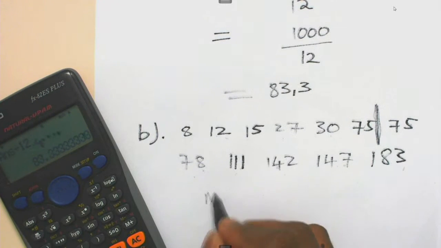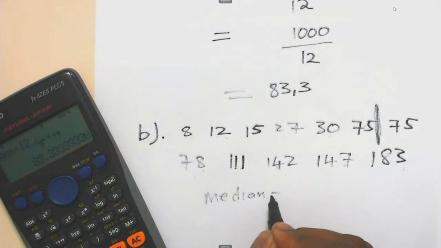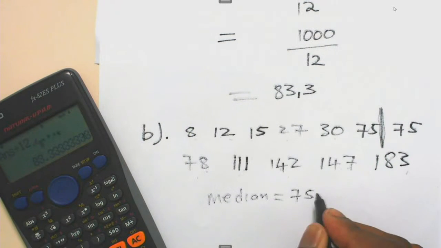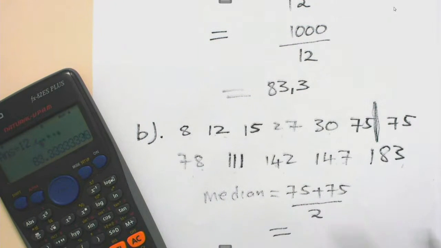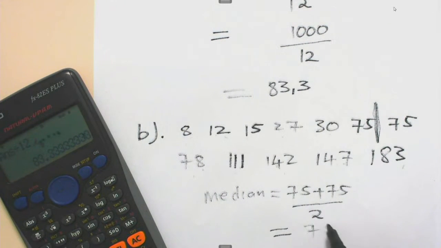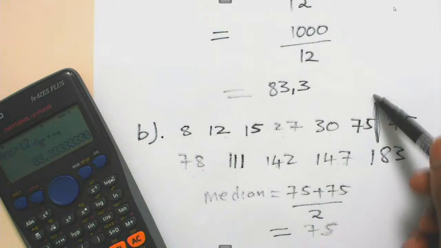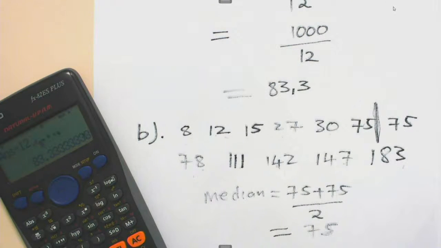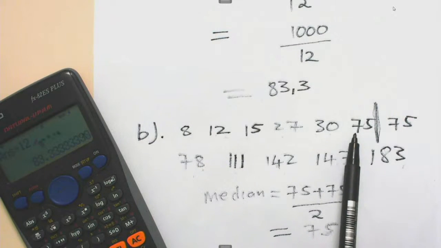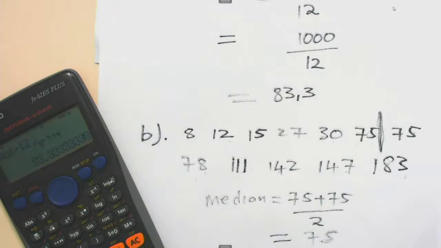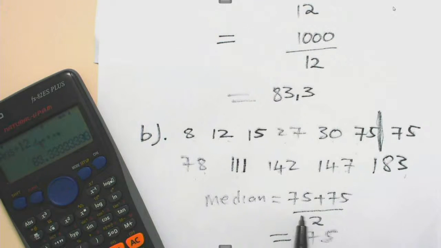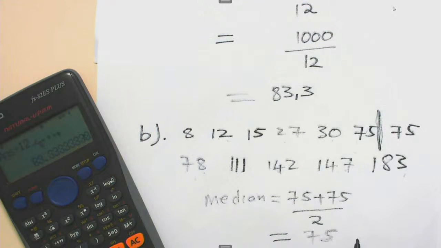To get our median, we say 75 plus 75, and then we divide by 2. 75 plus 75 is 150, divided by 2, which again gives us 75. The number between these two numbers will be 75. So our median is not this 75 or this 75, it's a number which is between these two. If you check our data, we don't have a specific middle number, but our middle number is between 75 and 75. Hence 75 plus 75 divided by 2 gave us 75.